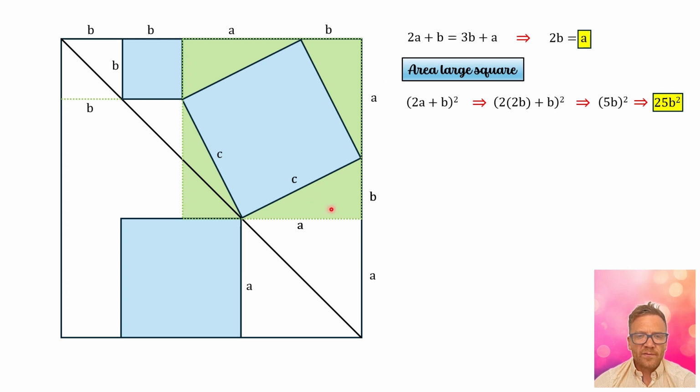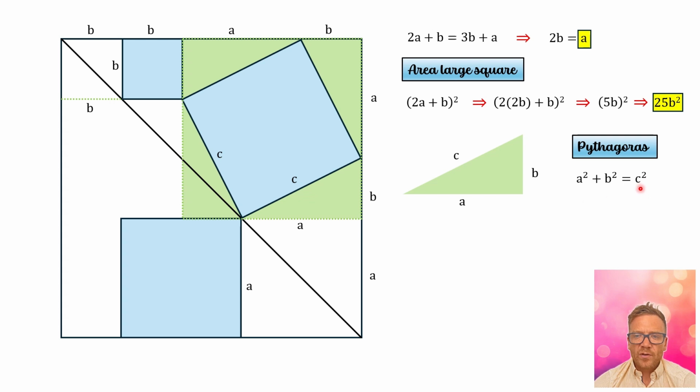Okay, next we are going to have a look at this green right triangle. So what we want to do is find out the length of C in terms of A and B. And we can do that using Pythagoras, where we would say that C squared is equal to A squared plus B squared. So now we know what C squared is. Put a box around that.